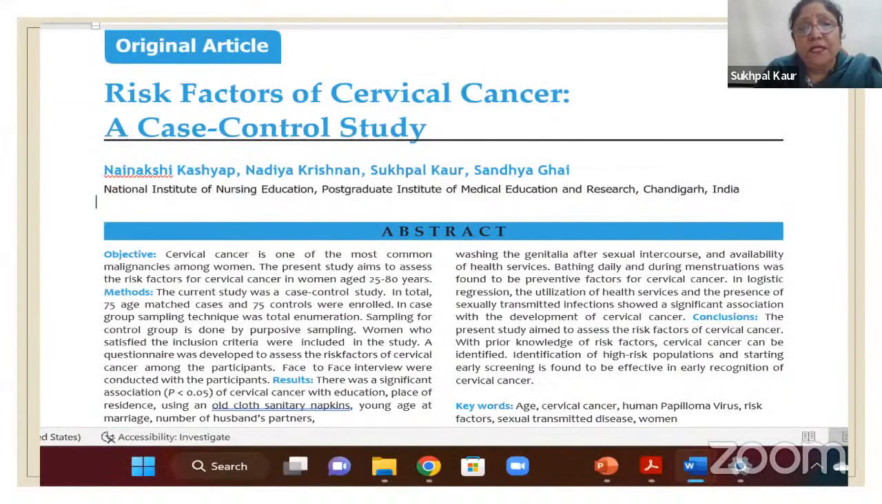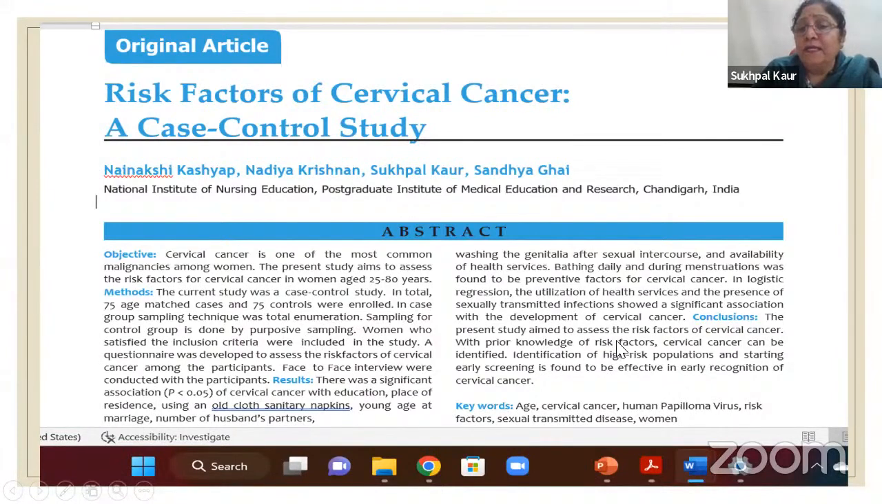So this is one of the studies we carried out at our institution, in which we tried to look for the risk factors of cervical cancer using this type of research design, a case control study. So we had 70 age-matched cases and 70 controls. They were enrolled in the study, and we tried to look for the risk factors, and we saw that there was a significant association at P less than 0.05 of cervical cancer with education, place of residence, using old clothes as sanitary napkins, young age at marriage, and number of husbands or partners, etc.